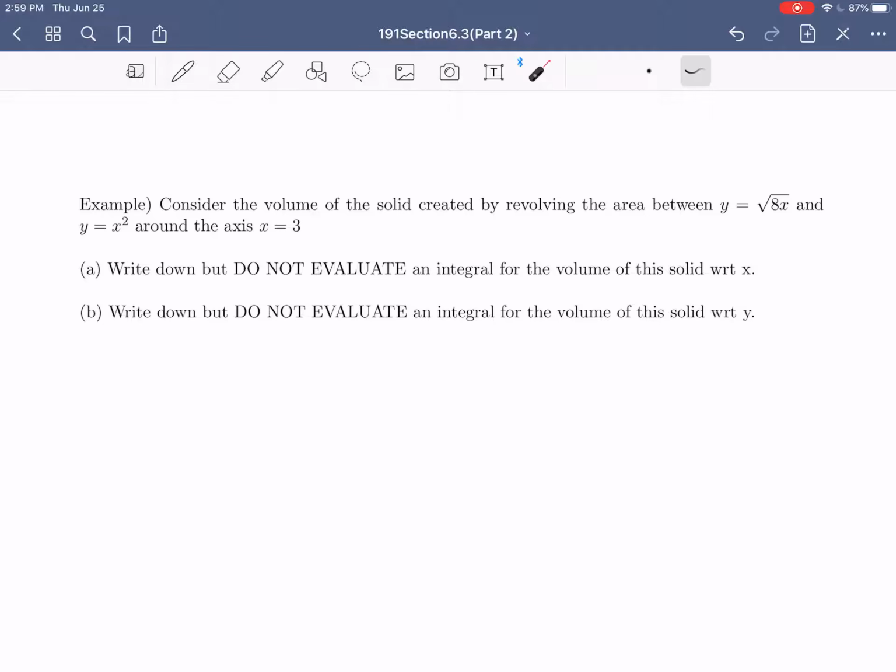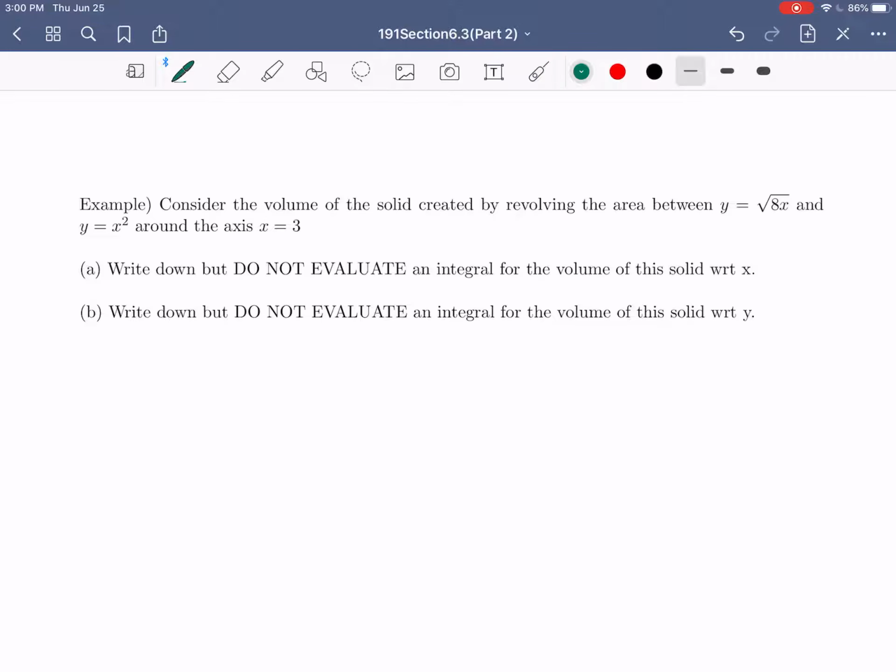So, for our first example, we're going to consider the volume of the solid created by revolving the area between y equals the square root of 8x and y equals x squared around the axis x equals 3. So, this is going to be a little different than some of the previous ones we've done because we actually have the area between two curves and we have a non-standard axis, x equals 3.